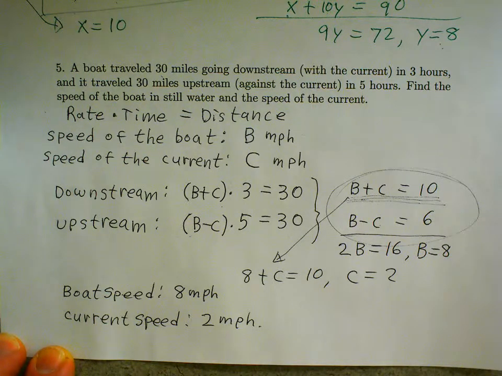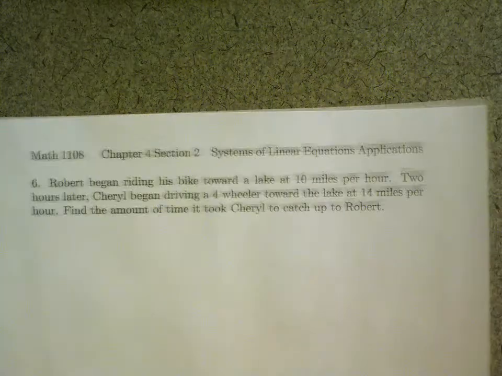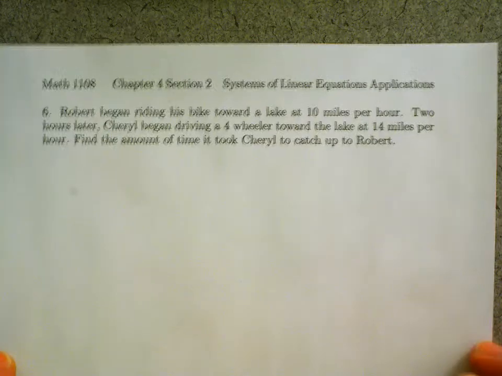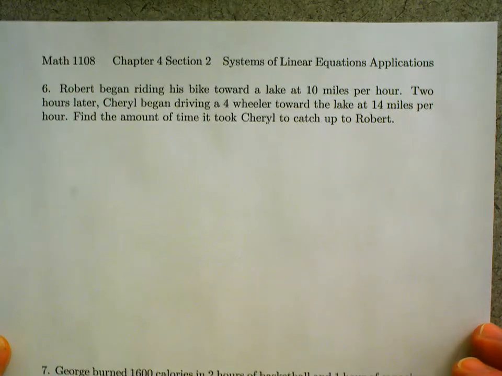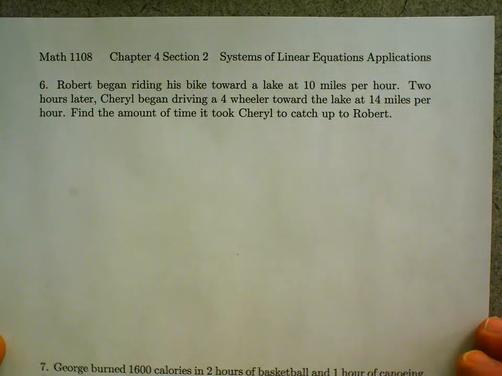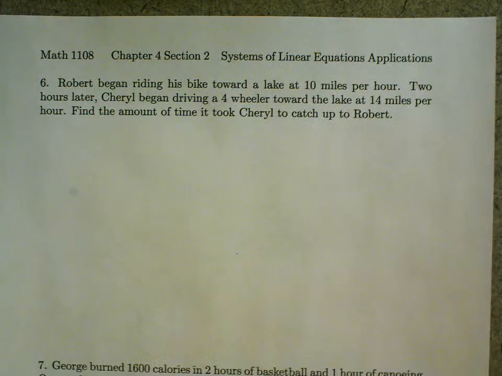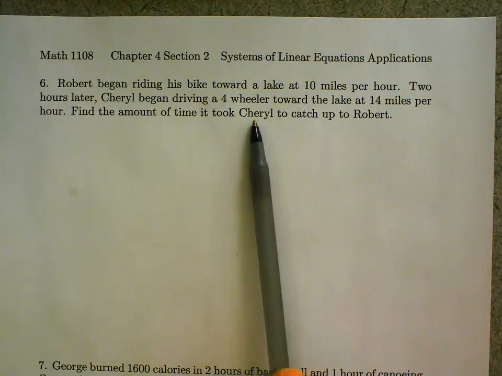Okay, let's move on to the next problem, number 6. Okay, Robert began riding his bike toward a lake at 10 miles per hour. 2 hours later, Cheryl began driving a four-wheeler toward the lake at 14 miles per hour. Find the amount of time it took Cheryl to catch up to Robert.